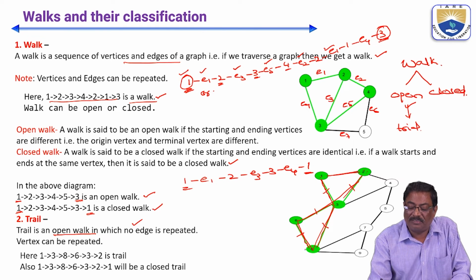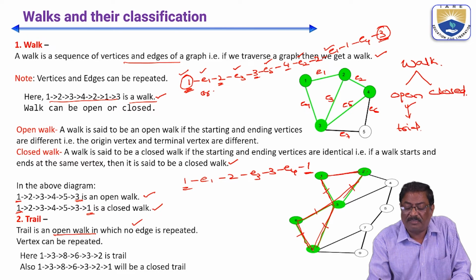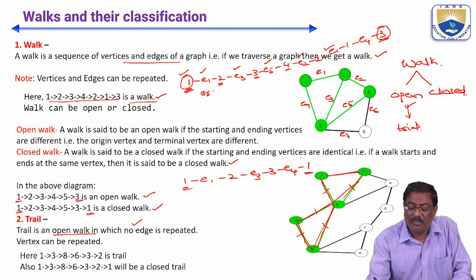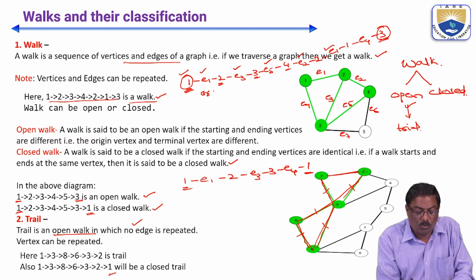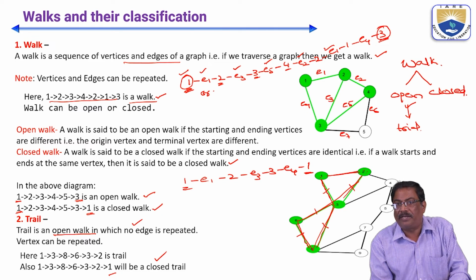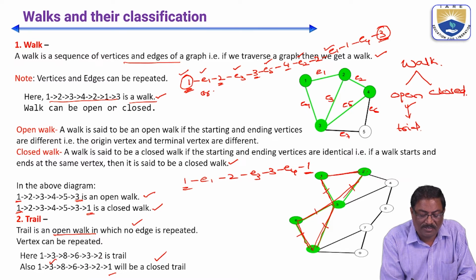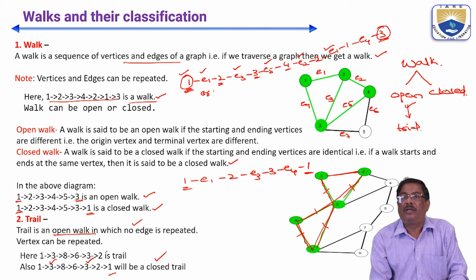Suppose I consider this path alone. 1 to 3, 3 to 8, 8 to 6, 6 to 3, 3 to 2, 2 to 1. So here this is a closed walk in which no edge is repeated, but a vertex is repeated. Vertex 3 is repeated twice. So it is known as a closed trial.